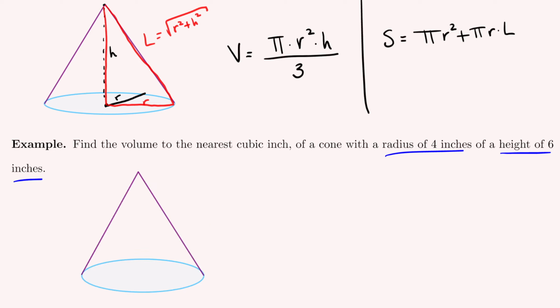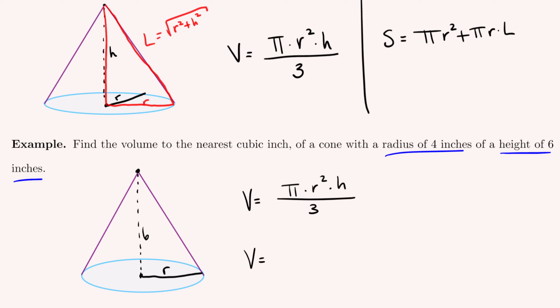So we have our cone here. We know the radius is the distance from the center of the circular base out to the boundary of the circle, so that's our radius r. The height is from the point of the cone down to the center of the circular base, that's 6. And if we're asked to find the volume, we know the volume formula from above: the volume of the cone is pi times the radius squared times height divided by 3.